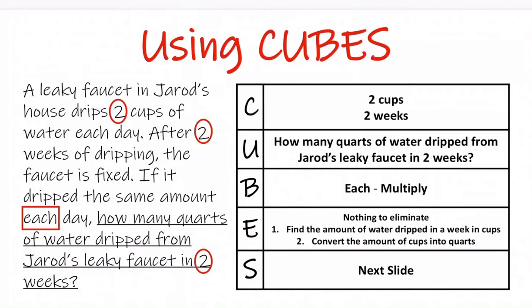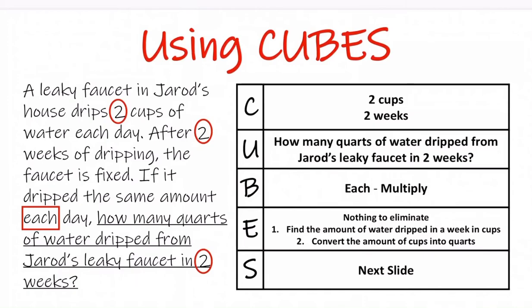Okay, that each day is telling us to multiply because it's telling us to find out how much water dripped in 2 weeks. And we do that by knowing how much it was in one day, right? 2 cups, and then we're finding for 2 weeks where our end result's going to be a lot higher than 2 cups, right? We start with 2 cups, we're multiplying to get a total in 2 weeks.